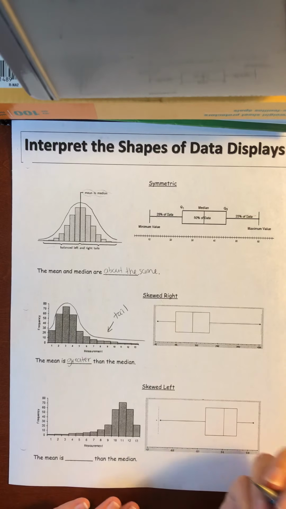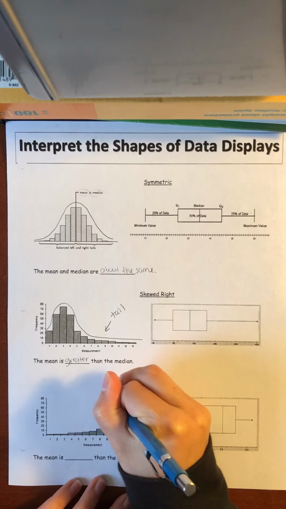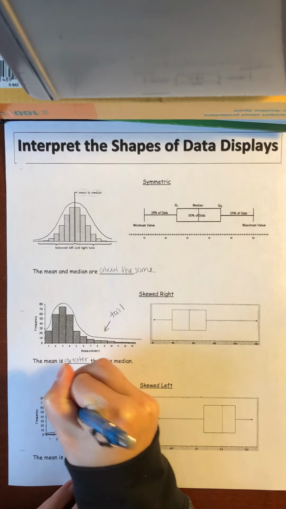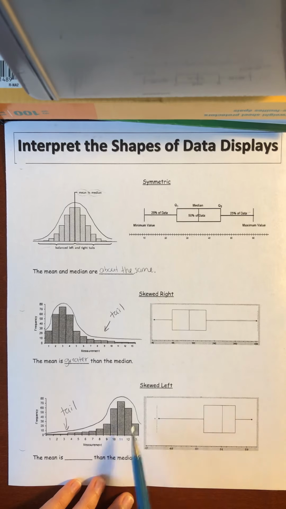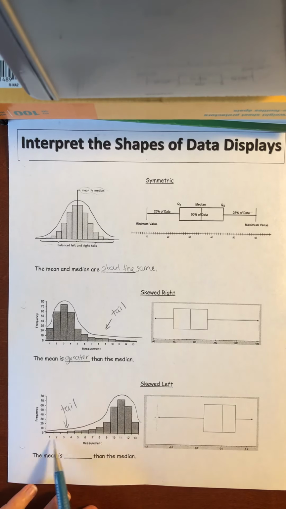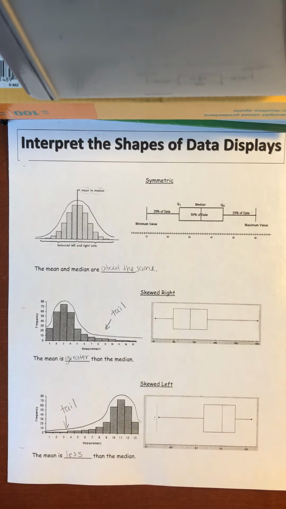Okay, now, if we look at this one, this is skewed left, and that's because if you draw a curve over the data, you're going to have a tail on the left side, okay? And if you look at the box plot, we have a long whisker on the left side, so this is what it would look like in a box plot. If it's skewed left, that means we have some outliers on the lower end of the data, so the mean and the median aren't going to be the same. The mean is going to be less than the median, okay?